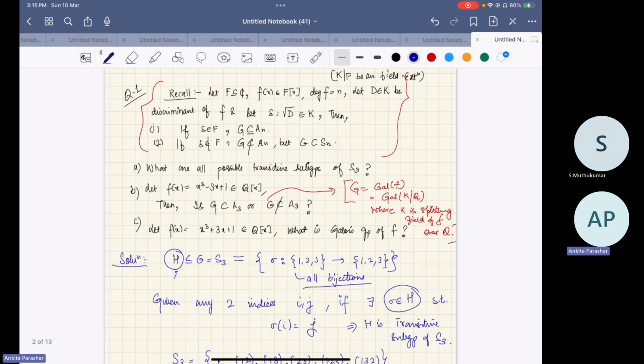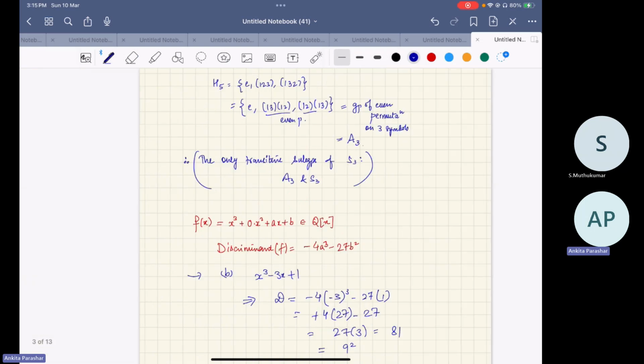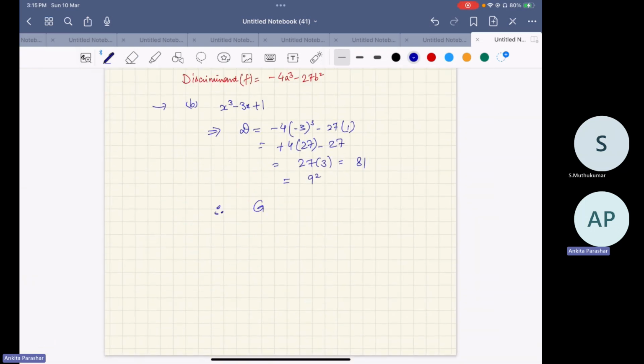Then let's go back to the result. What does the result say? Suppose we got delta square belongs to F. Delta belongs to F, yes. Here F is Q. Exactly right. Then delta belongs to Q, and that means G is contained in A3. So therefore, our Galois group is contained in A3. Can you tell something now about equality?